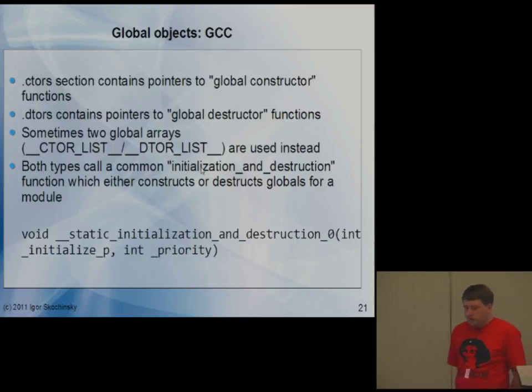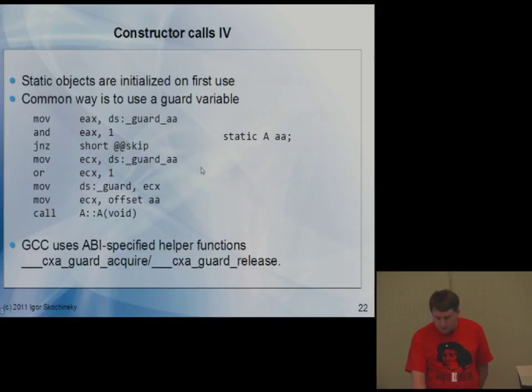GCC does it a bit differently. It has a constructor section with a list of addresses, and a destructor section with a list of addresses. But both those functions in constructors and destructors call yet another function with a single parameter, 1 or 0. 1 means construct objects, 0 means destruct objects. And here's how such a function looks like. So it takes the argument to construct or destruct, and priority; in GCC you can have construction priority. It's not really important.